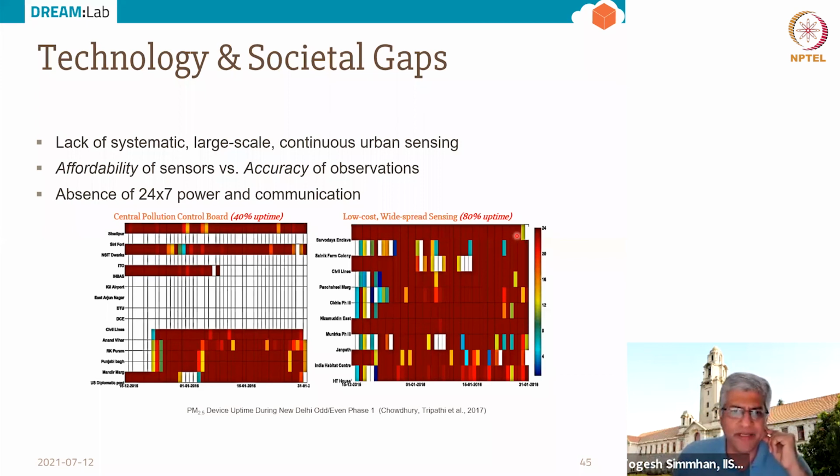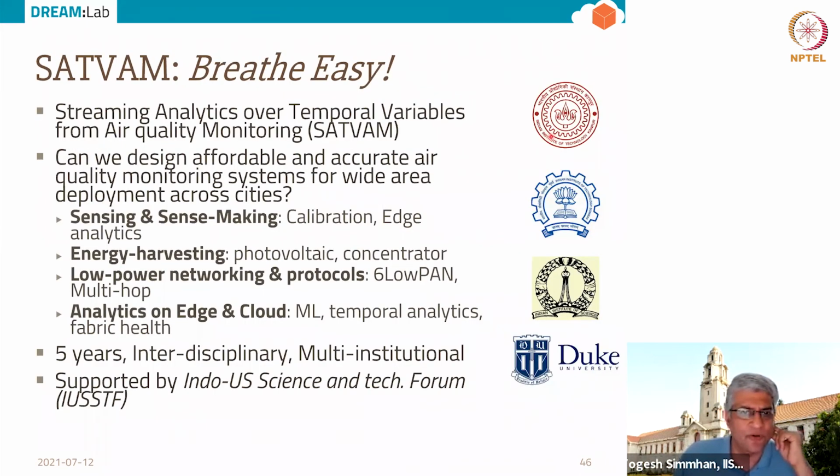So this Sattvam project, like I said, is a collaboration between 4 different universities, and it looks at the entire end-to-end spectrum of the IoT pipeline. So this is designed as an IoT project, all the way from low-cost sensing and sense making. A key aspect of this project is calibration of these low-cost sensors, which I'll talk about in more detail. It also gets into things like energy harvesting.